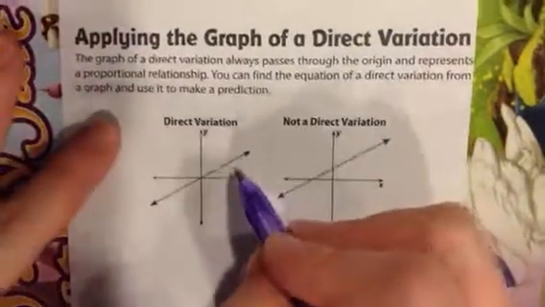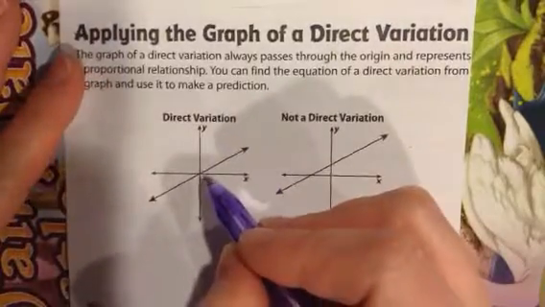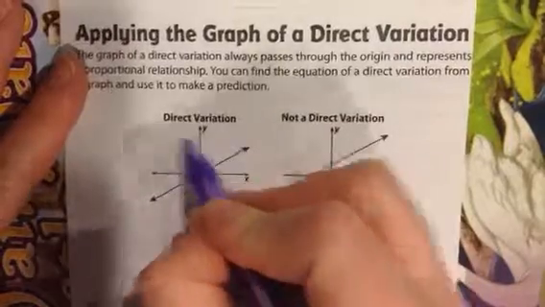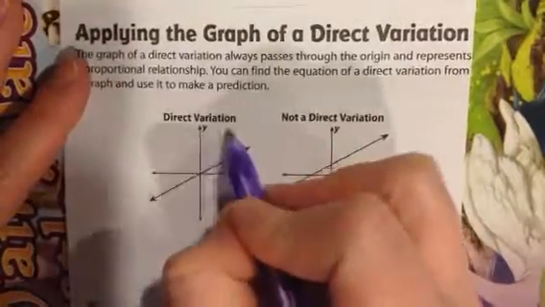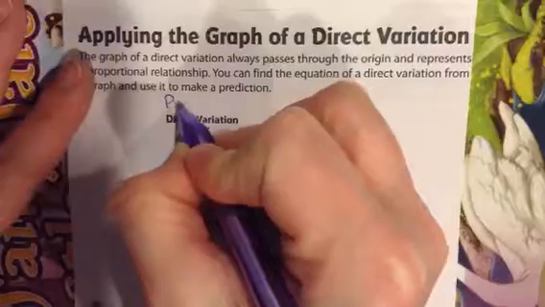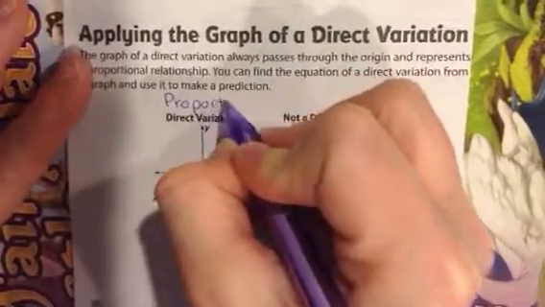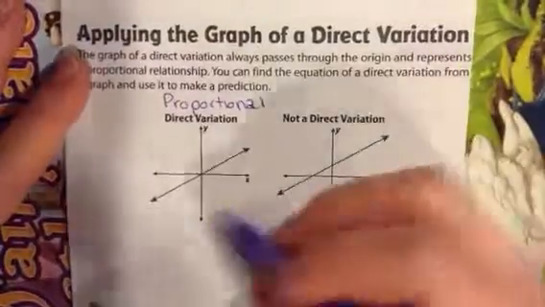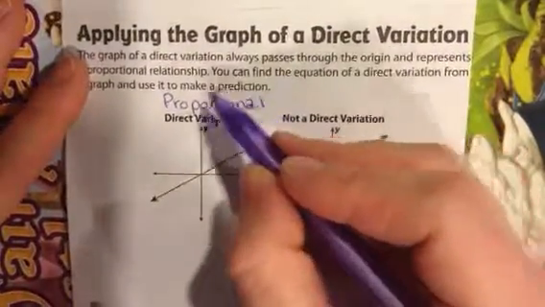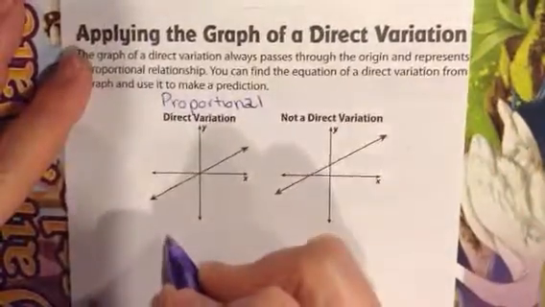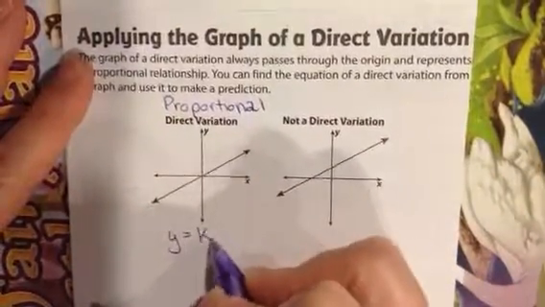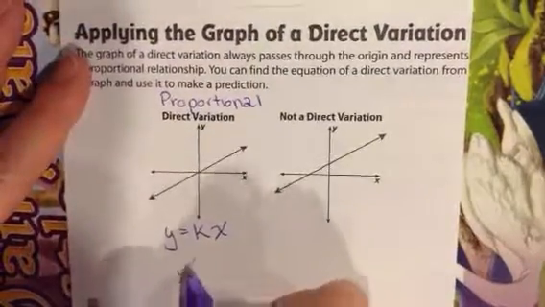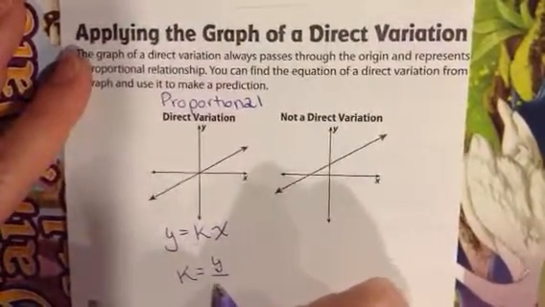So, whenever you look at this first graph, you should see that it is linear and it goes through the origin. So, it's labeled as direct variation. That is just like proportional. So the equation that represents proportional relationships or direct variation is y equals kx. Remember to find the constant, you can do y divided by x.